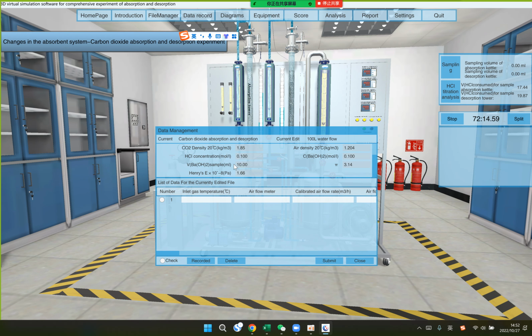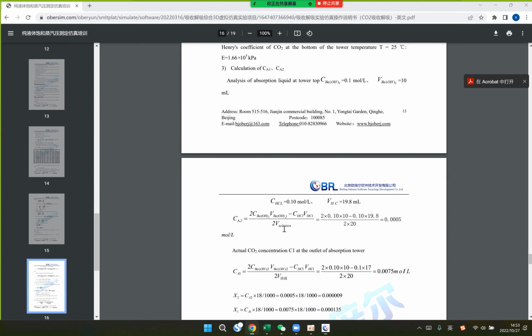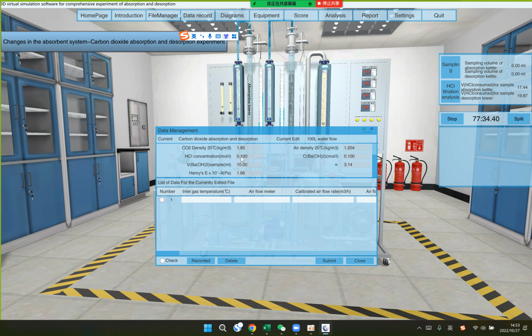But you have to notice the unit of the sample, microliter. And then for the concentration of HCl and the sample, how much HCl is consumed for the titration. The constant concentration of HCl is 0.1, and the consumption of HCl is this part.